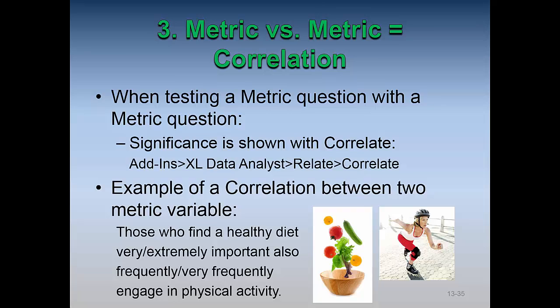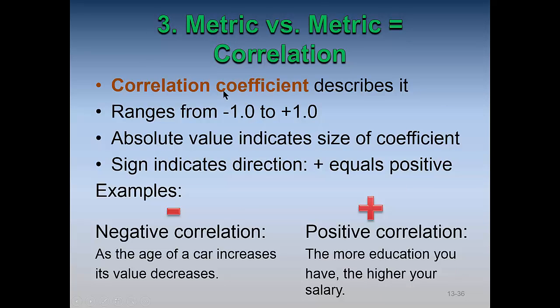That's just an example. XLData Analyst is going to give us a correlation coefficient, a number that ranges from -1 to +1. So we can have negative and positive correlations. Negative just means two variables move in opposite directions. For example, as the age of a car increases, the value decreases.